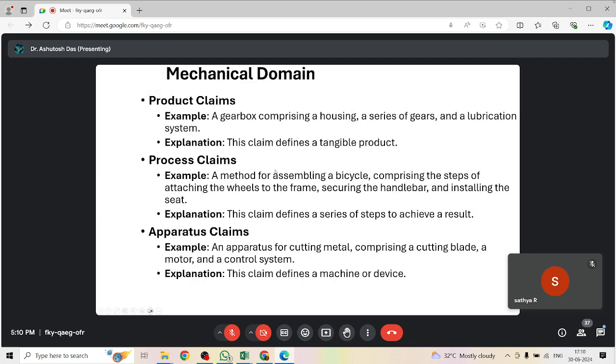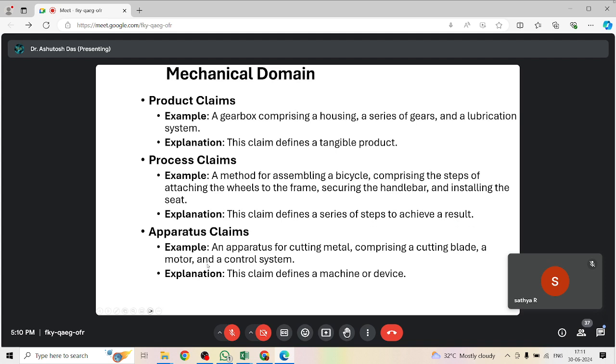The tangible product. Process: a method for assembling a bicycle, comprising the steps of attaching the wheels to the frame, securing the handlebar, and installing the seat. Note it is a method of assembling a bicycle, not the bicycle itself. The claim defines a series of steps to achieve the results.